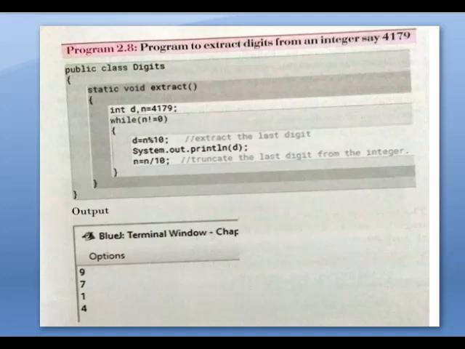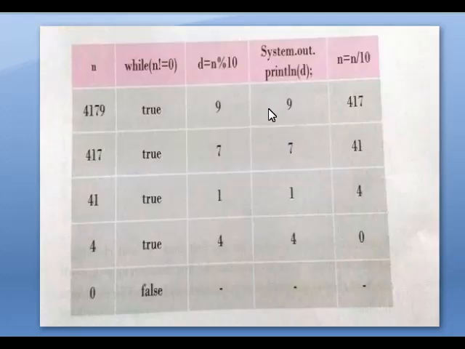These are the steps shown: while n not equal to 0. When the condition is true, we will do the operations till the value of n becomes 0. When the value of n becomes 0, the condition is false. So here we have to stop the program.